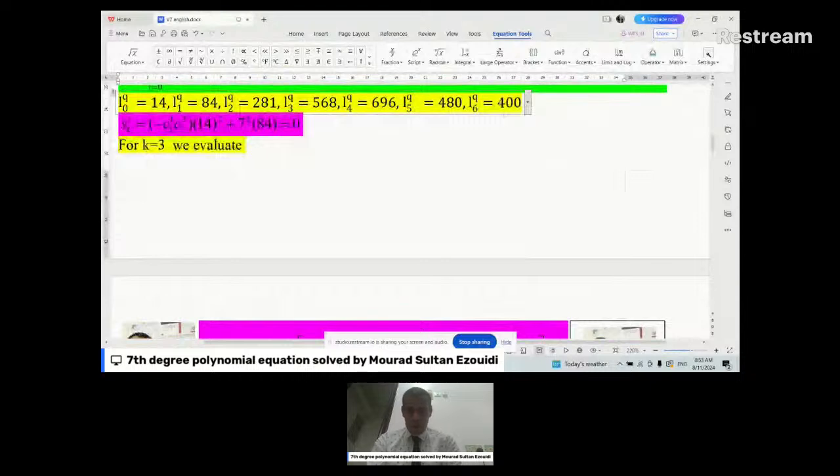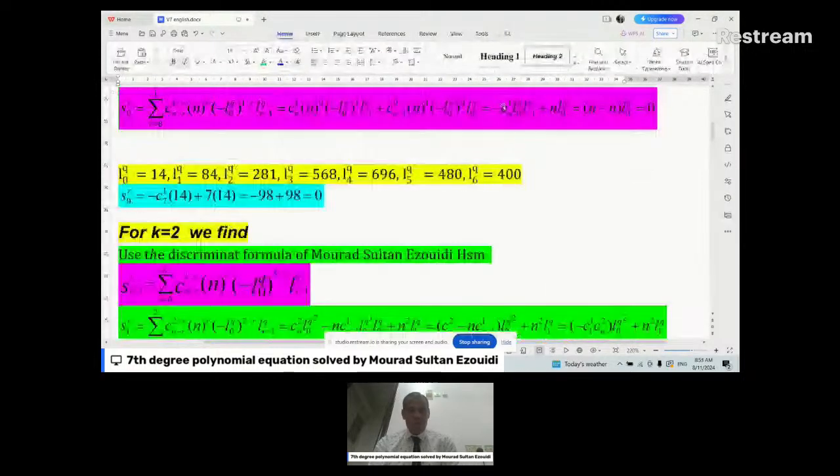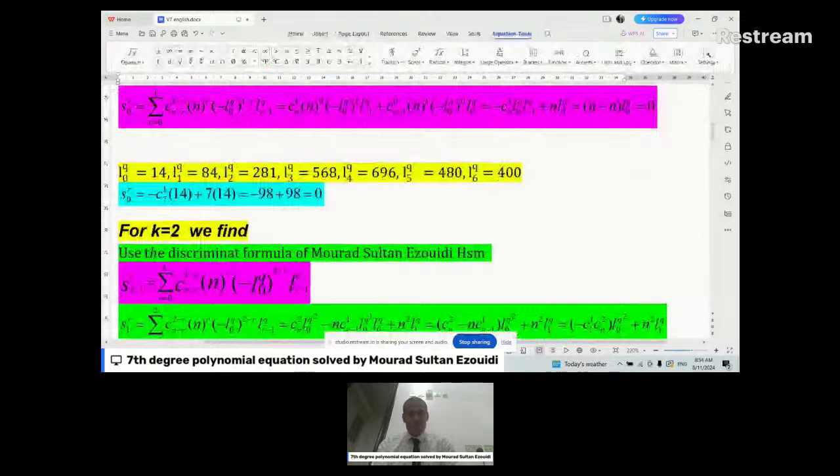Now we find all the s_{k-1} for the r. Okay. Now we are going to solve this. It means we found the new polynomial, the new 7-degree polynomial equation.